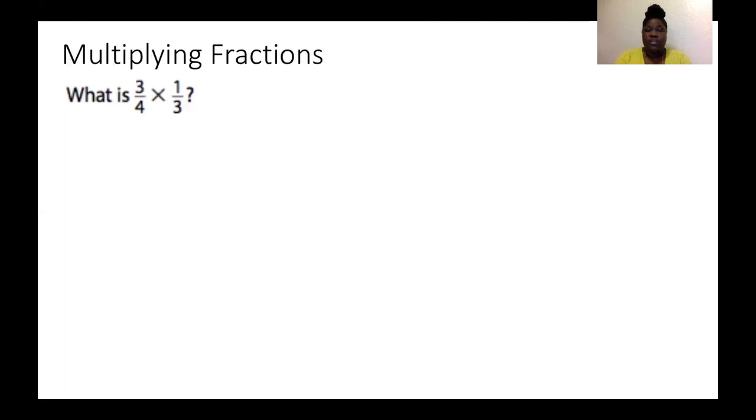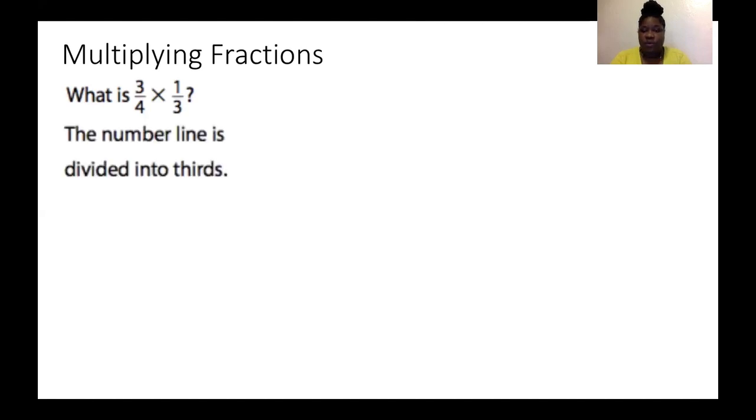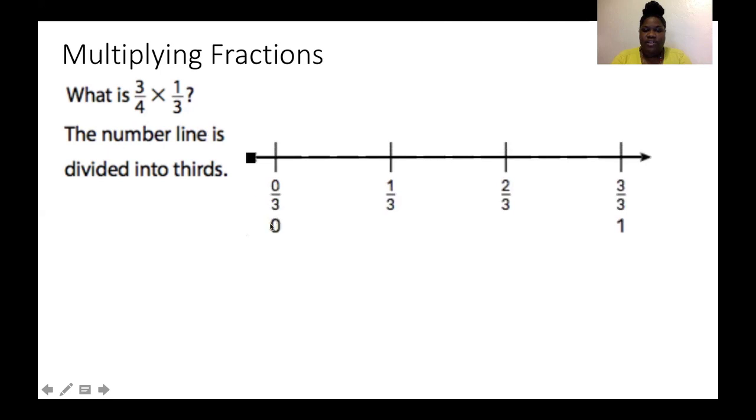Our next problem, what is 3/4 times 1/3? If you remember, your multiplication symbol can be replaced with the word of. Now in this problem, we're going to use a number line. Since it's 3/4 of 1/3, I'm going to take a number line, I'm going to divide it into 3 pieces. I start at 0 and I label it with 1. So between 0 and 1, that is 1 whole. Both of these fractions are less than 1. And this happens to be a unit fraction because my numerator is 1.